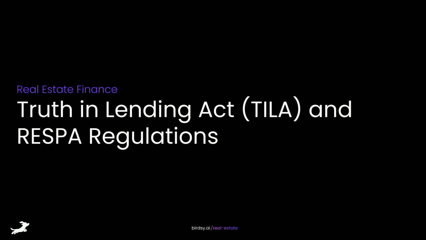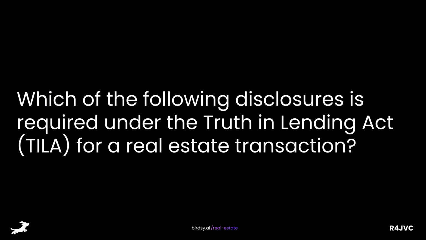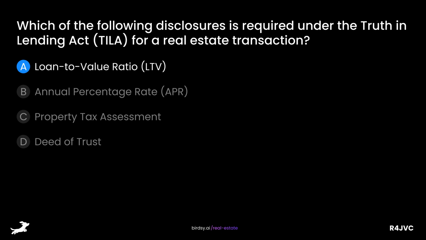Truth in Lending Act and RESPA regulations. Which of the following disclosures is required under the Truth in Lending Act for a real estate transaction? Is it A, loan-to-value ratio, B, annual percentage rate, C, property tax assessment, or D, deed of trust? The answer is B, annual percentage rate.